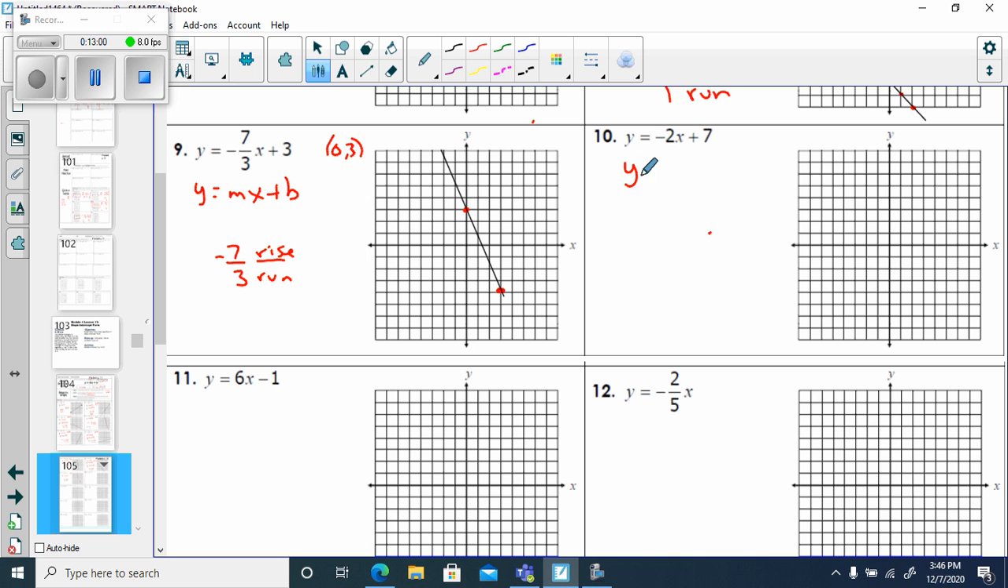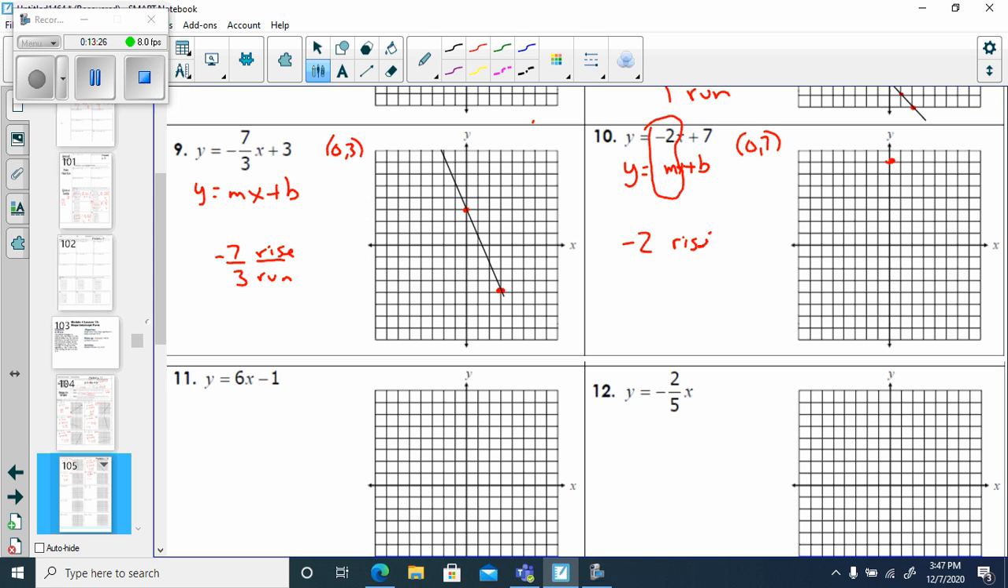Same thing here. Y is equal to mx plus b. We always start at the b. The b in this case, we've added a 7, so we're starting at 7 on the y-axis. 1, 2, 3, 4, 5, 6, 7. Then where do I go? Well, my slope is negative 2. See, my m is negative 2. That's what's in front of the x here.